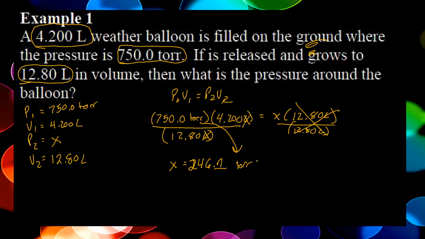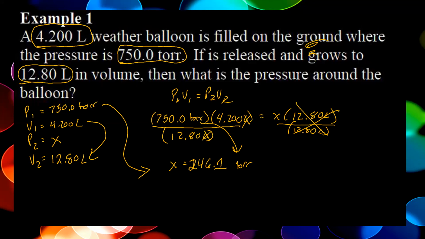So that's all there is to these kinds of calculations, but I do want to point out what happened to the volume. It went from 4.2 to 12.8, so it went up. If volume goes up, what should have happened to the pressure? Should go down. It went from 750 to like 250. Yeah, it went down. So the math and what we've been seeing matches up. One goes up, the other goes down. Any questions about this first example?